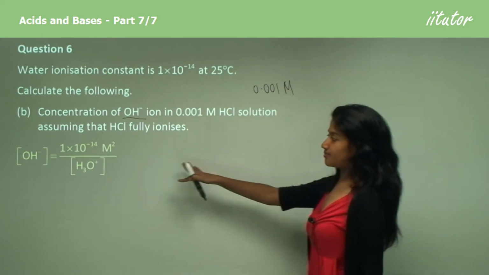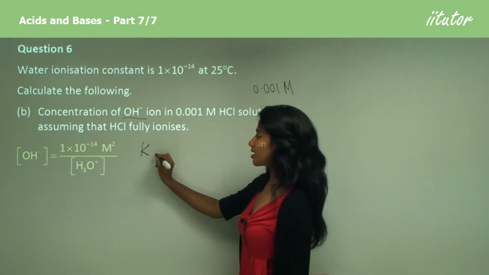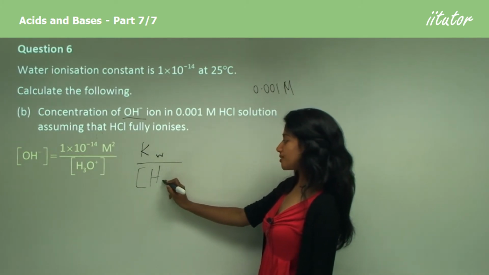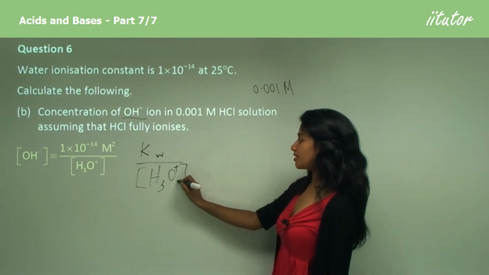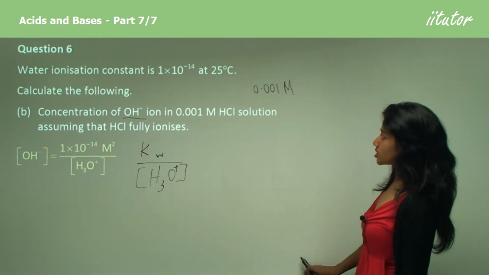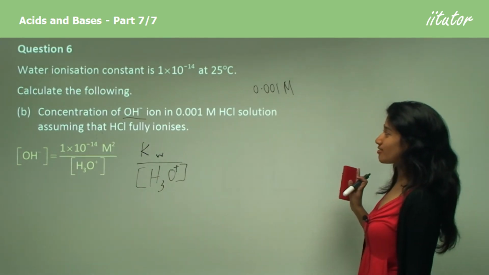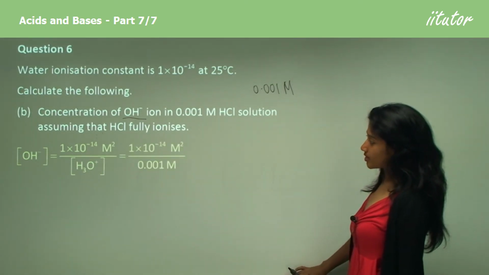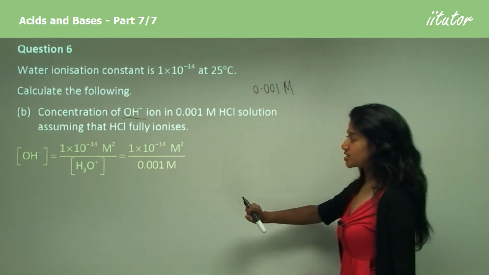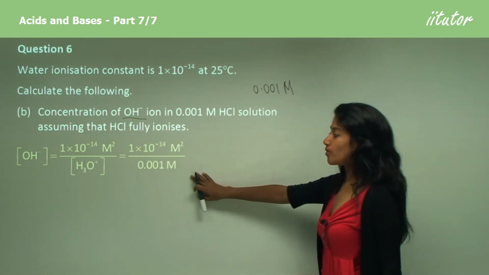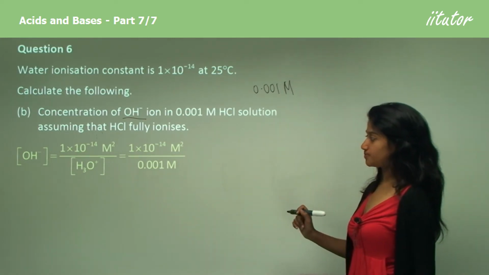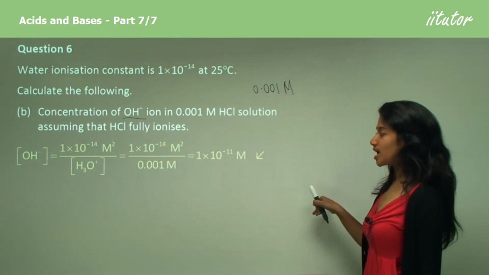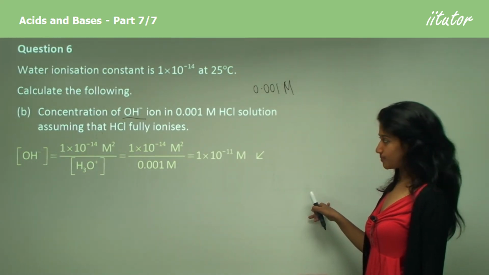So first you would use your ion product constant. So this is the formula. The hydroxide concentration is Kw over the hydronium ion concentration. From the earlier question, we know that the hydronium ion concentration is 0.01 moles. So you would get 1 times 10 to the power of minus 14 over 0.001 moles. And again, you write the units, so the units cross out to give you 1 times 10 to the power of minus 11 moles. And that's your answer.